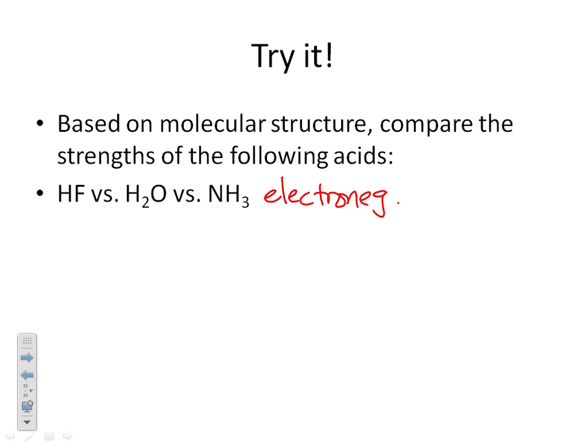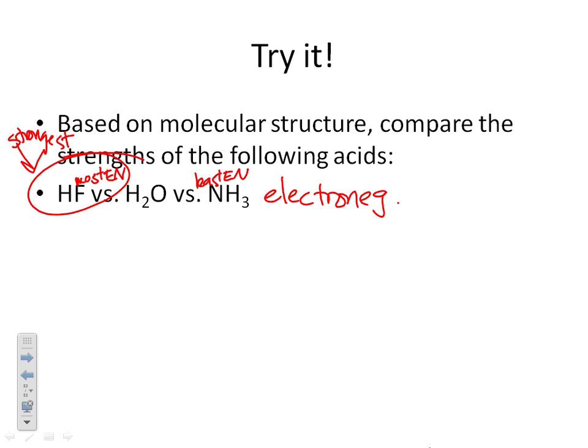The more highly electronegative the non-hydrogen part, the easier it will be for the hydrogen-to-other-atom bond to break and donate the proton, and the stronger the acid will be. Fluorine is the most electronegative of these, and nitrogen is the least electronegative of the three, which means that HF is going to be the strongest acid of this bunch. That should make sense, because we have hydrofluoric acid, which we know is a weak acid.